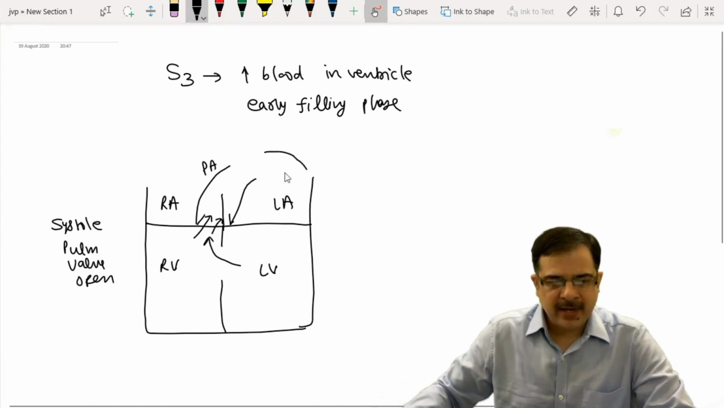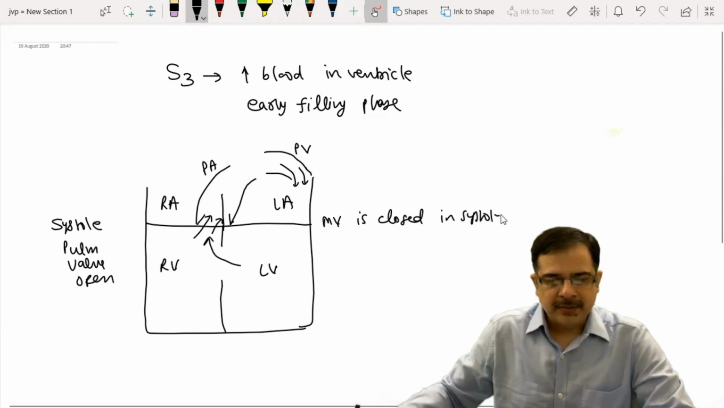From the pulmonary artery it will go into the lungs and the lung circulation, then it will enter the left atrium via the pulmonary vein. So through the pulmonary vein more blood will enter the left atrium, and the mitral valve during systole is closed. Therefore, what will happen? The left atrium will behave as a closed chamber.